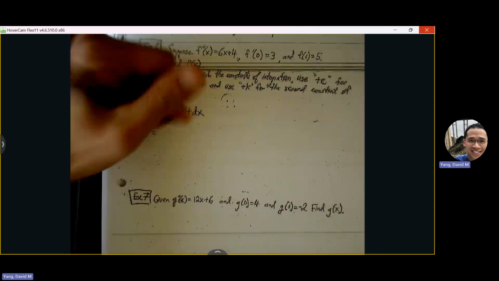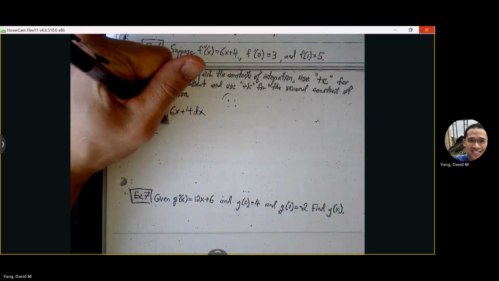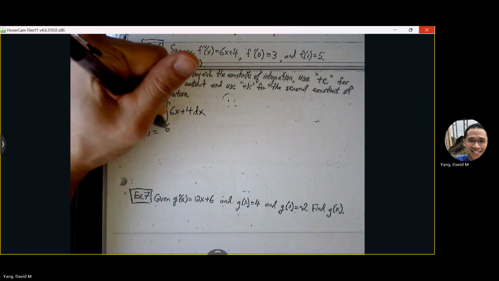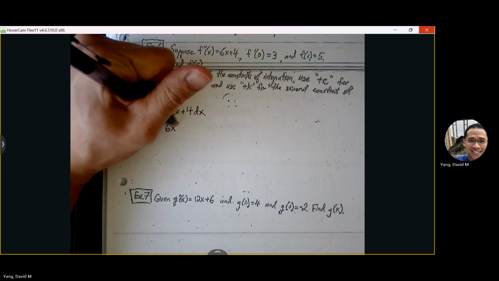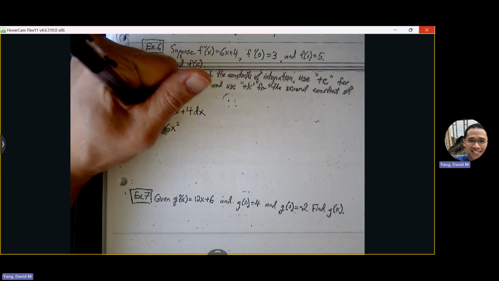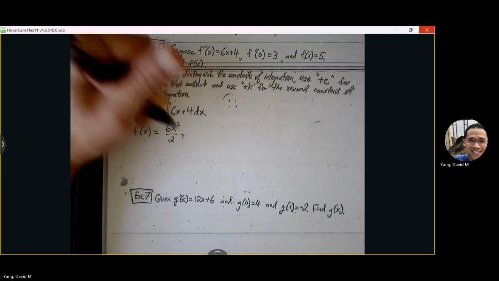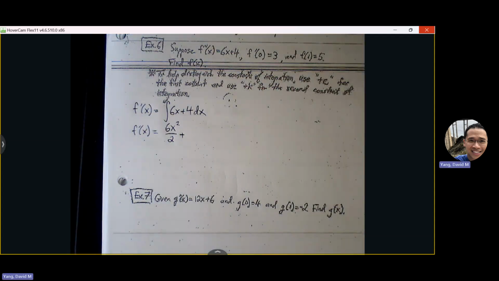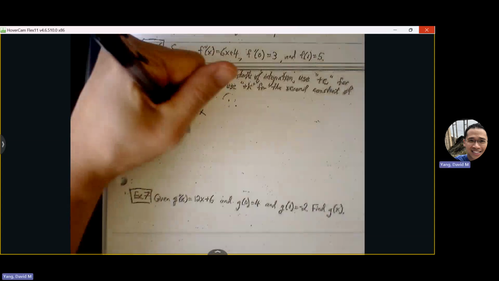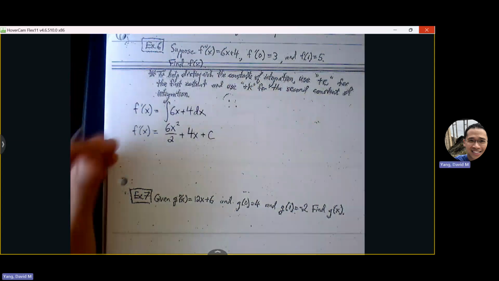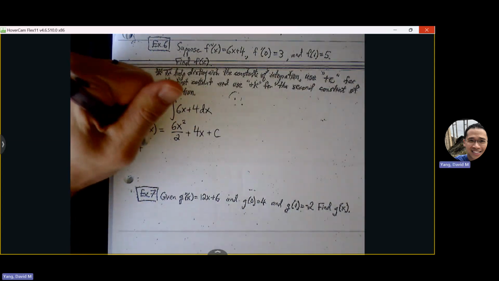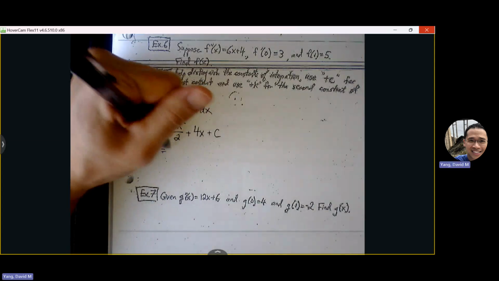So 6x becomes what? Yeah, 6x squared over 2, right? 4 becomes 4x, and then plus c. Yeah, so we have f prime, the general solution for f prime.